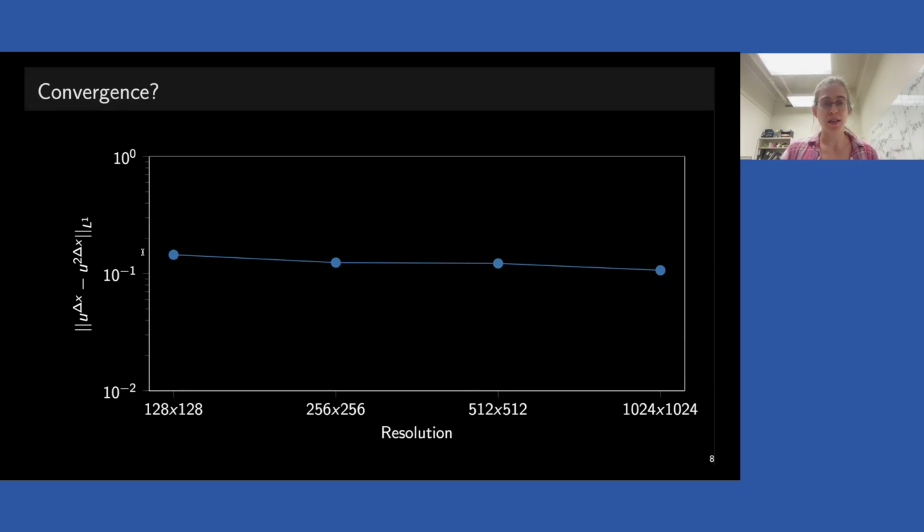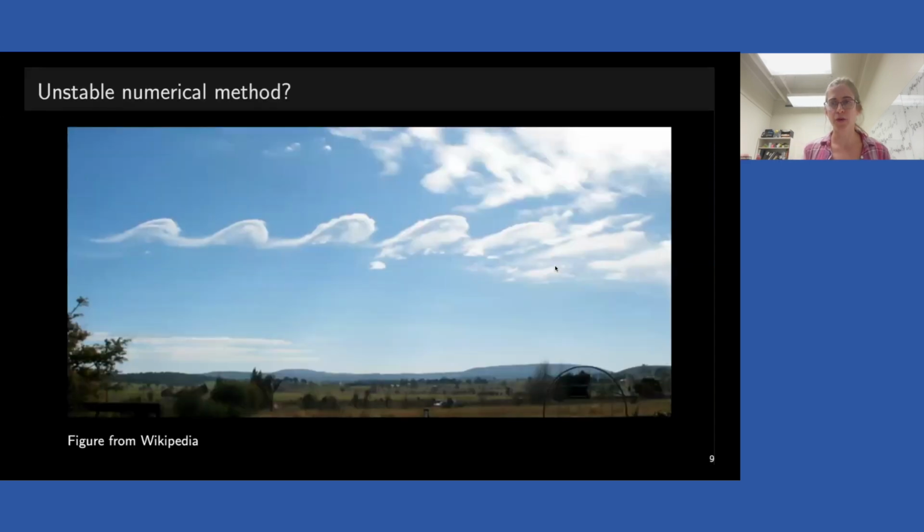But as you can see in this example, it doesn't actually decrease the error. They seem to be at the same distance apart. So it doesn't seem that there's any convergence in this case. So we may say, oh, crap, this numerical method doesn't work. However, if you go out in nature, you may see similar things. So qualitatively, maybe what we have is not so bad.